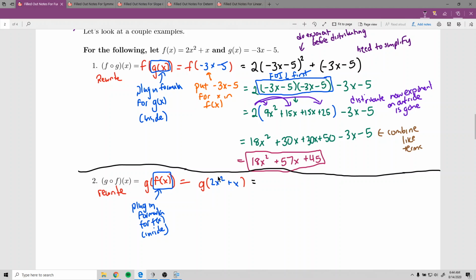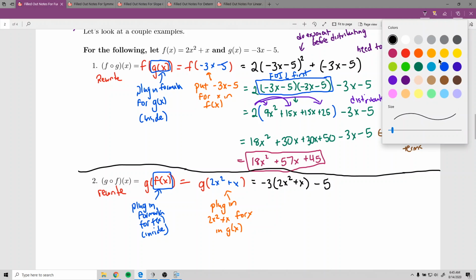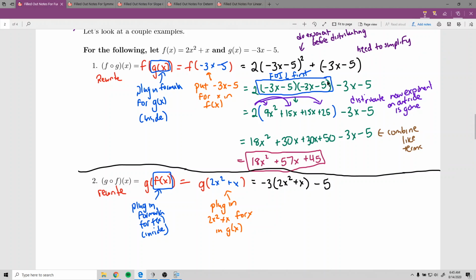Now this can look a little more challenging than the first one, but I'll tell you right now that this one won't be nearly as bad. What we want to do is plug in this 2x squared plus x for x in g of x. And g of x is negative 3x minus 5. So we got negative 3, what we're plugging in for x is 2x squared plus x, and then minus 5. And maybe you can see right now that this one is going to work out a lot easier because we don't have an exponent on the outside, so we can go ahead and just distribute the minus 3 through.